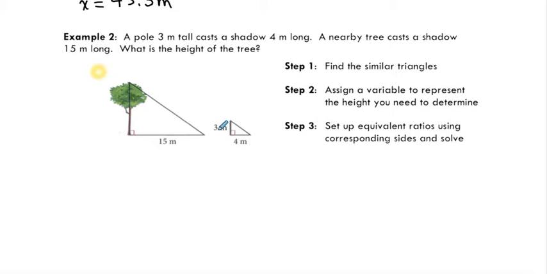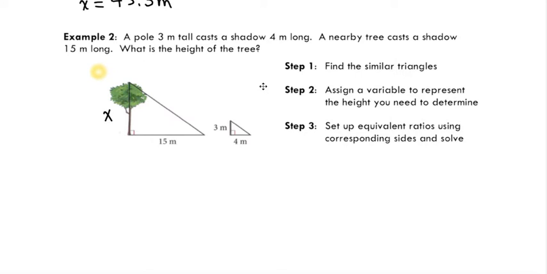We're just going to always assume that they are. So step number 1, we see these two triangles. So these are the triangles that we're going to use. We're going to assign a variable to represent the height you need to determine. So we need to figure out the height of the tree. So I'm going to call this X. You can call it anything you want, but I'm just going to call it X.